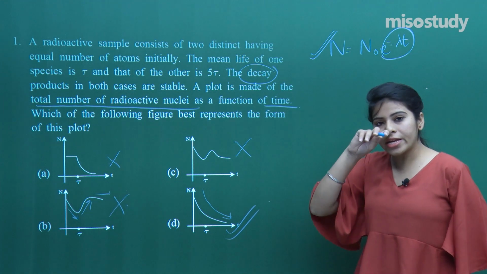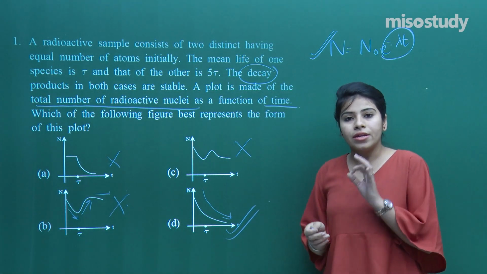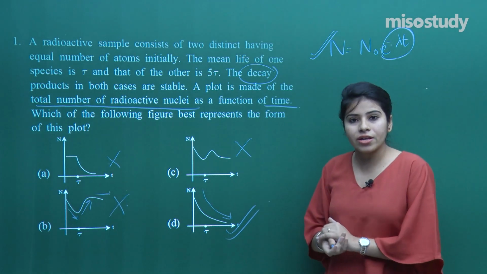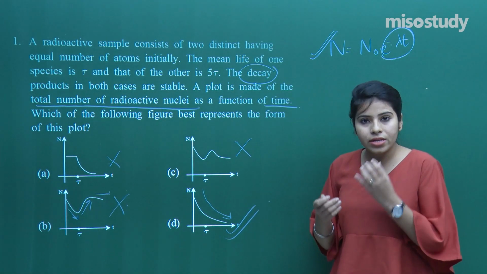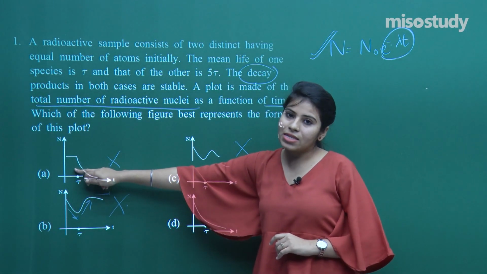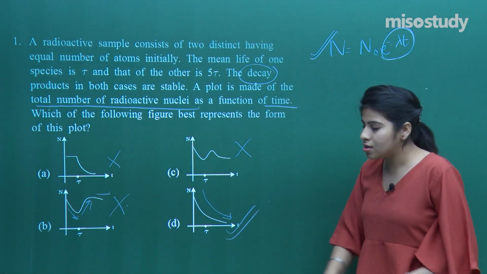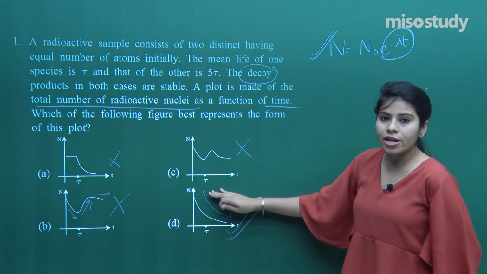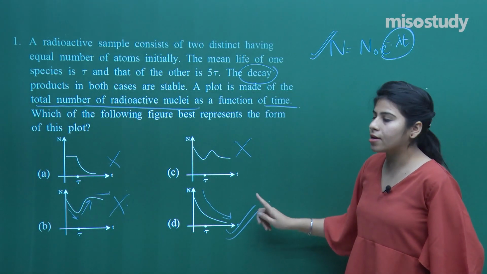So one thing, the explanation that I can give you for this is that the number of radioactive nuclei in the process of decay will neither increase nor remain constant, as you can see in the case of option A. It will definitely decrease, so the correct option is D. This is the correct answer.